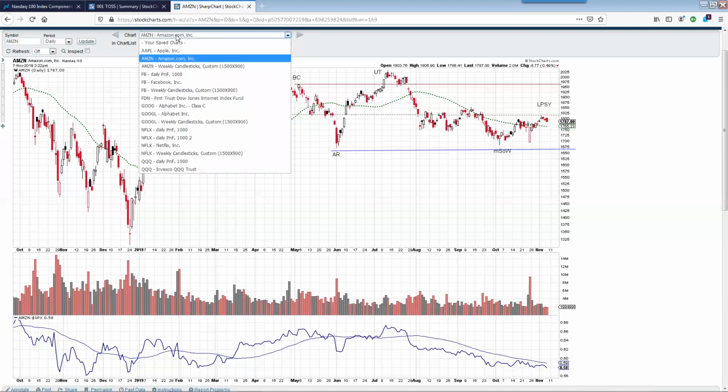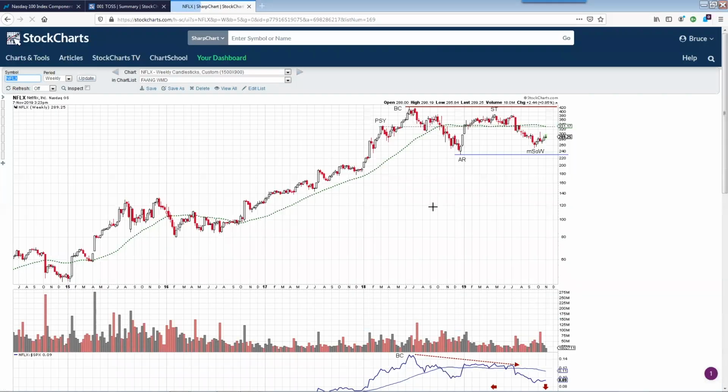Okay, so the next one is, let's go to Netflix. Do weekly. So here we can see a similar look. Here we have preliminary supply, buying climax, followed by a huge automatic reaction. This produces the outer bounds of the range. It's stayed in that range ever since. This all started mid-year 2018. And so we can see that this climactic move up really was a very important indication.